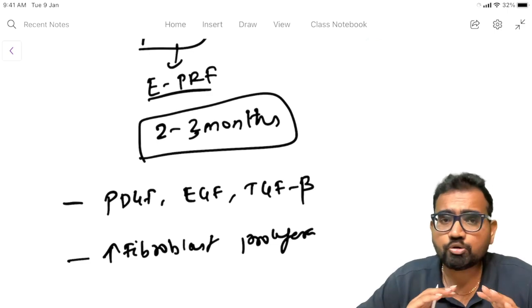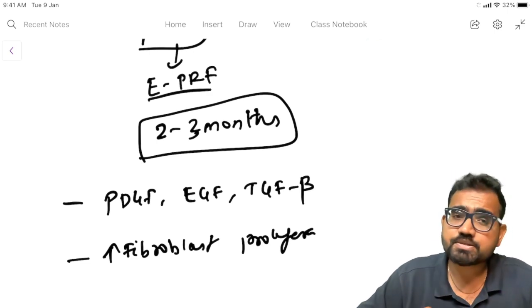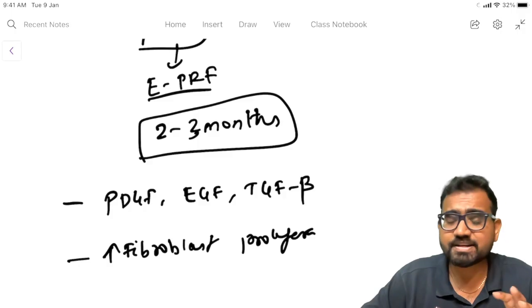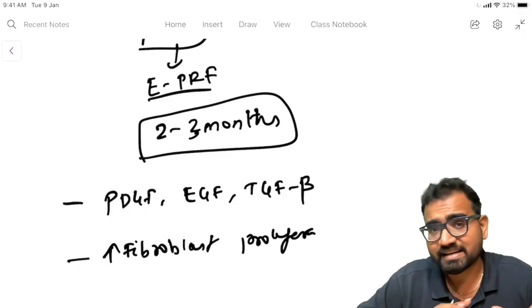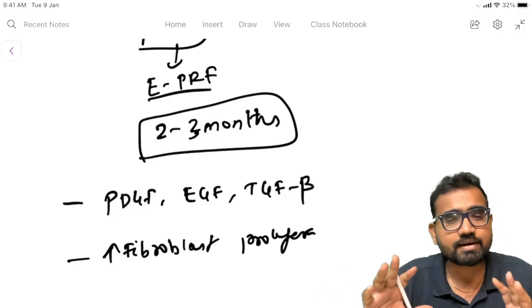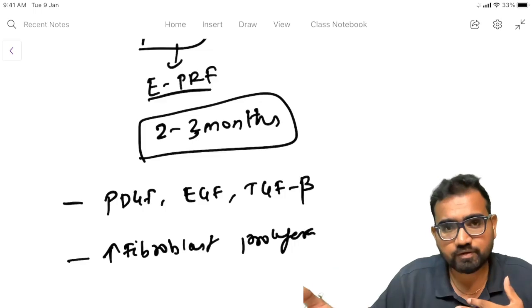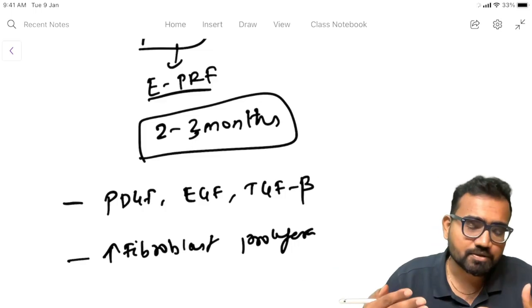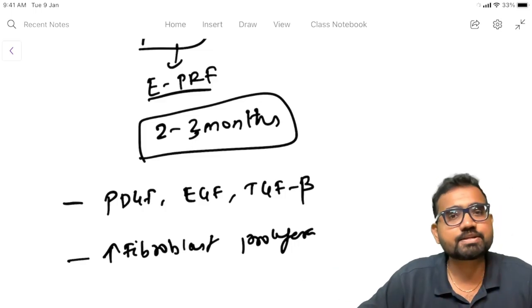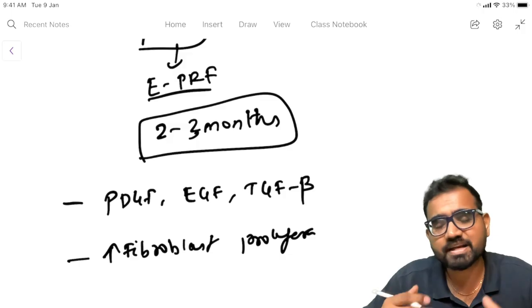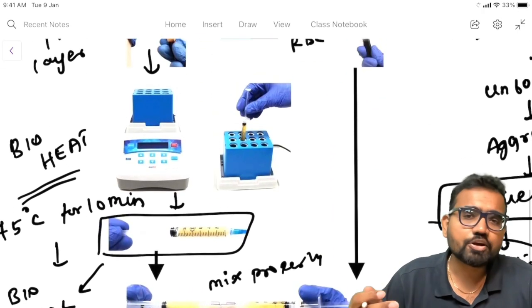So this is all about E-PRF. It is one of the recent advances in PRF, fourth generation PRF, extended PRF. As the name implies, it extends the resorption rate, and it is also called albumin rich PRF because the albumin unfolds and aggregates to form a gel so that it becomes extremely resistant to any kind of enzymatic digestion.